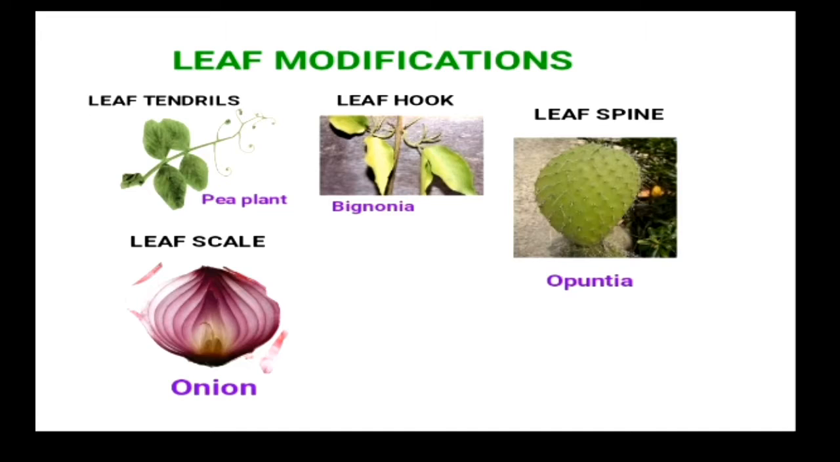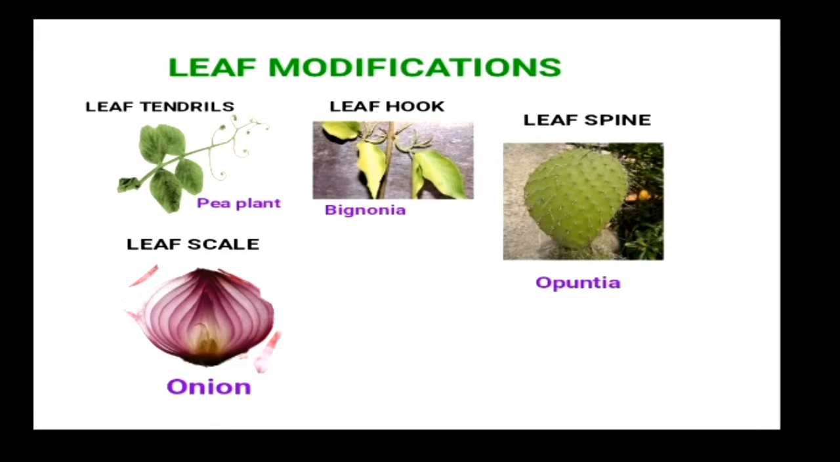Like roots and stem, leaves are also modified to perform special functions like climbing, defense, and heterotrophic nutrition. The leaves of some weak stemmed plants are modified into structures called leaf tendrils. They help the plant in climbing on the support. For example, pea plant.